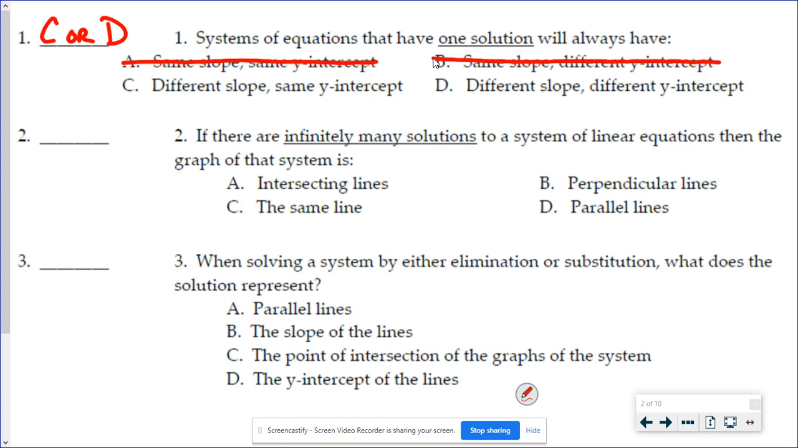Now that I'm looking at number two, infinitely many solutions, that's all points on the line. When you graph that, what we're really looking for there is to have exactly the same line. That one has to be C.